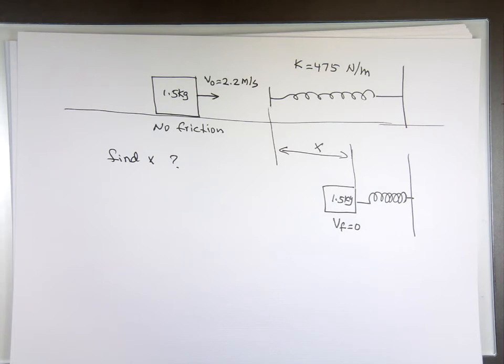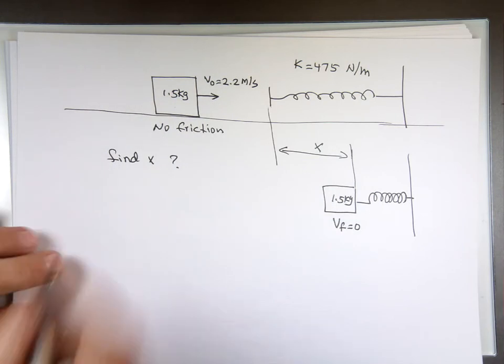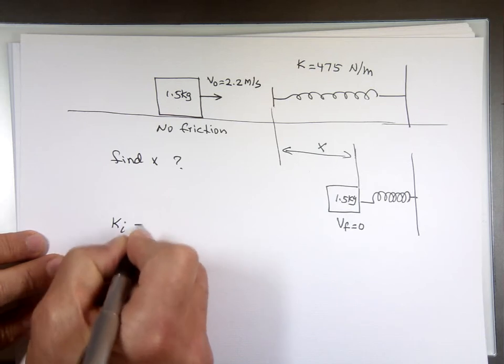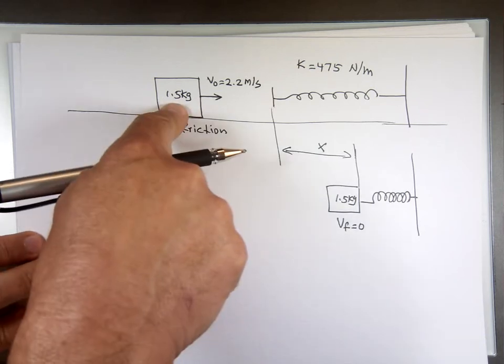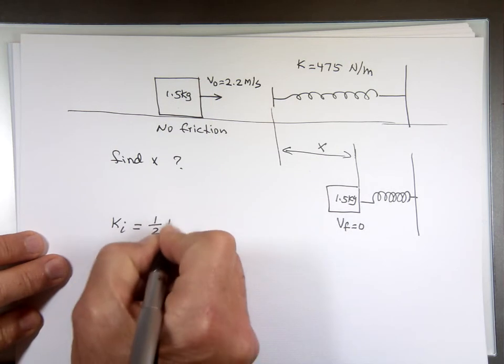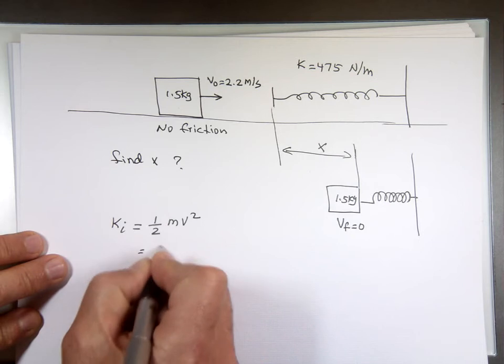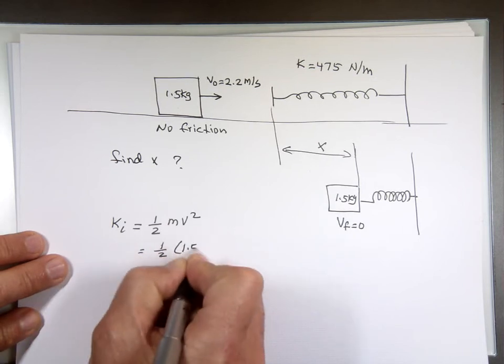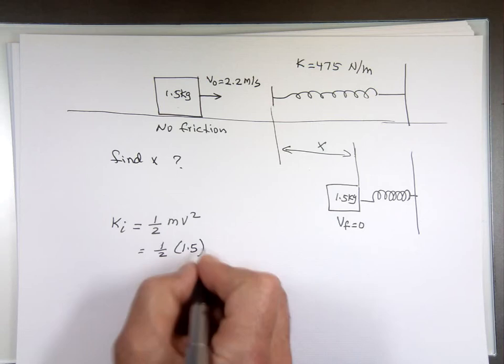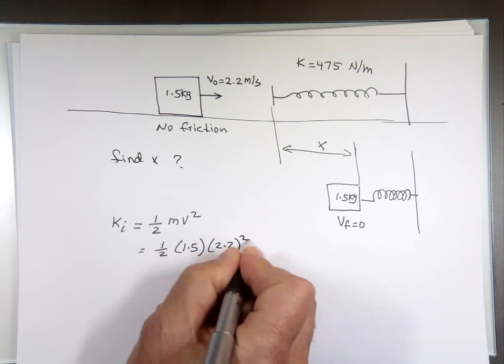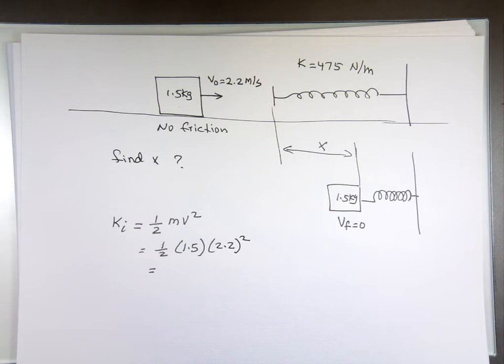Now let's look at this right here. How much kinetic energy did the block have initially? The only kinetic energy we had is in this one, which is 1/2 the mass times the velocity squared. The mass is 1.5. The velocity is what? 2.2 squared. I got 3.6 joules.